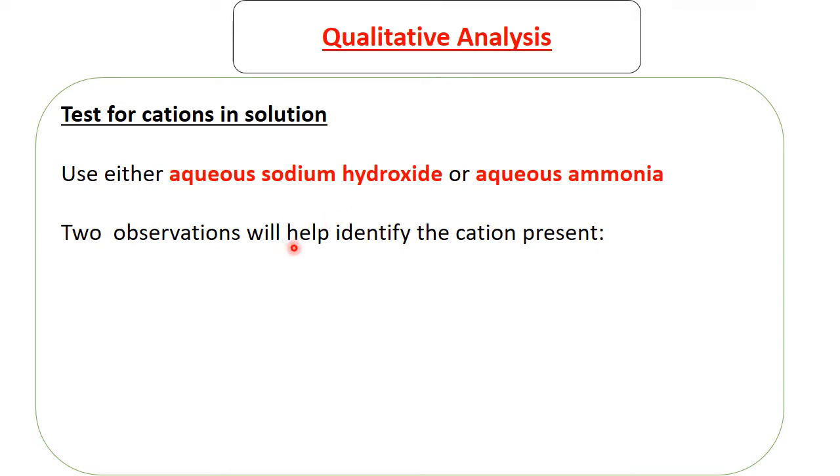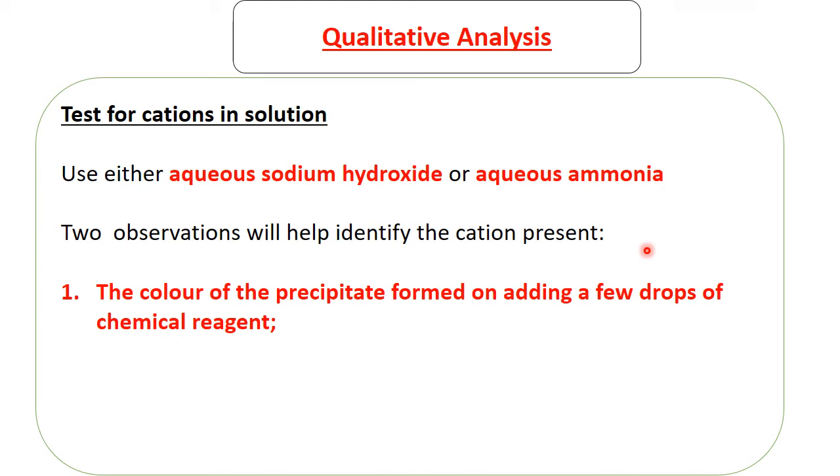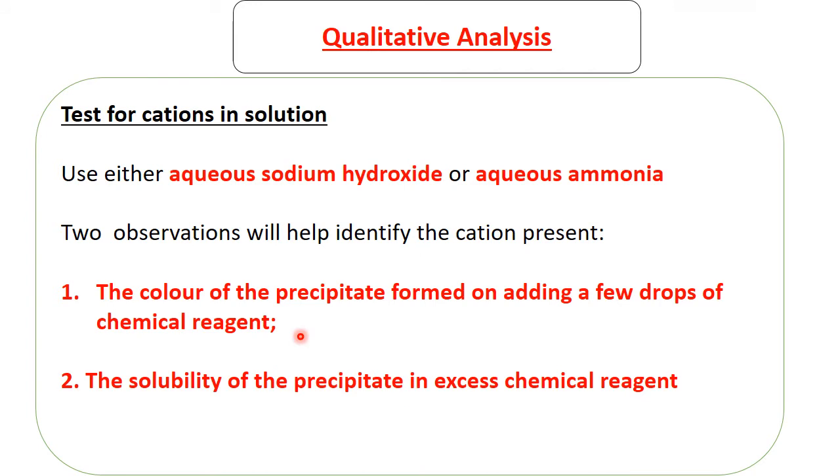Two observations will help identify the cation present. The first is the color of the precipitate formed on adding a few drops of chemical reagent. When you add a bit of sodium hydroxide or aqueous ammonia, the color of the precipitate should tell you what kind of cation it is. Secondly, the solubility of the precipitate in excess chemical reagent.